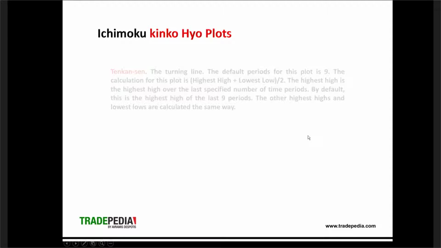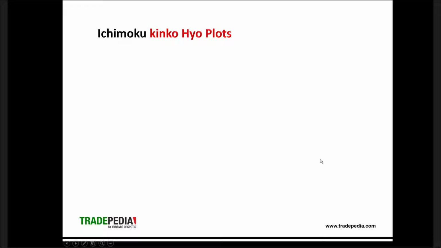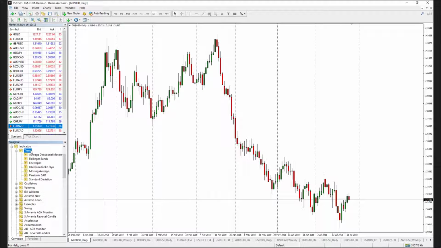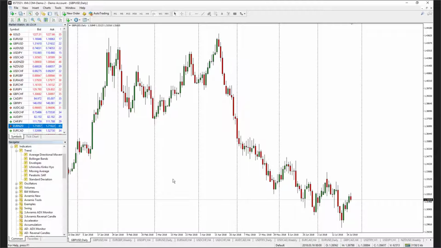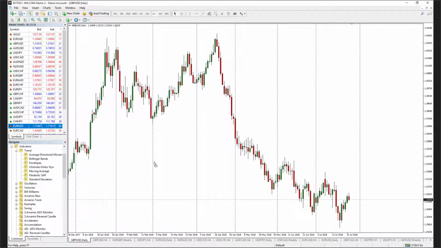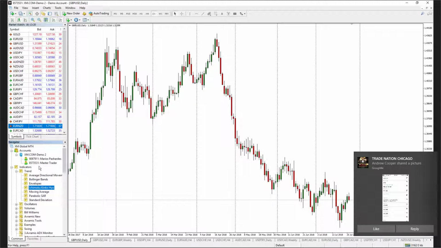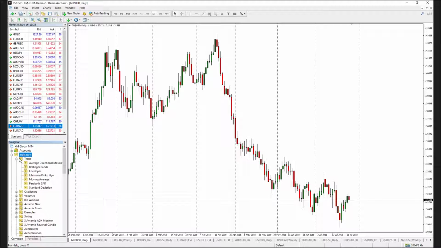Now, let's go and look at the 5 different individual plots and how they're calculated. But before we go into that, I'm just going to add the Ichimoku indicator on my platform so we can get a look at what it looks like. So just going to drag that Ichimoku. Where do I find it? In the navigator on the bottom left. Under indicators, it's the first bracket, trend, and it's there, number 4 in the series, Ichimoku Kinko Hyo.